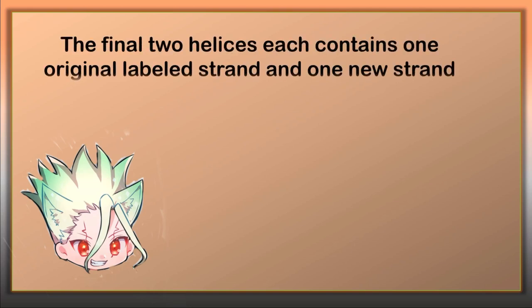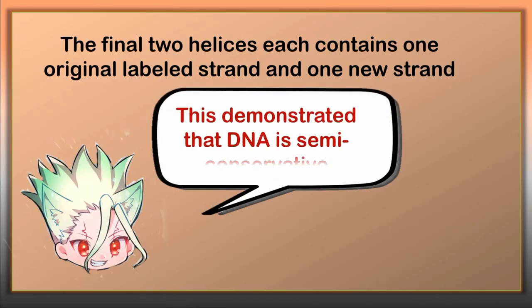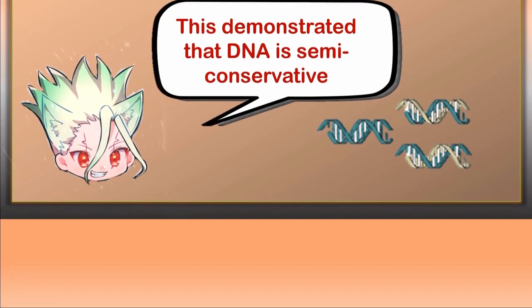In their experiment, each strand of the DNA molecule was radioactively labeled before the replication process. Since the DNA molecule was capable of base pairing, each strand should be capable of being a template for the synthesis of a new strand. The final two helices each contained one original labeled strand and one new strand, which makes DNA replication semi-conservative.